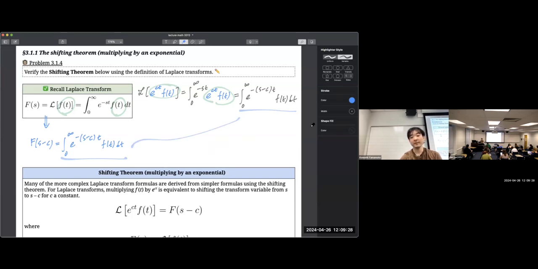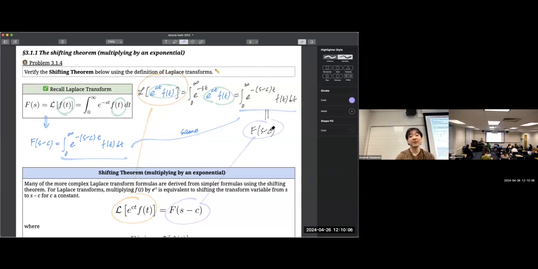What do you notice about them? They're the same. So this right here is just the Laplace transform shifted by c. So that's the shifting theorem. It's saying that the Laplace transform of e raised to ct times your function is precisely the Laplace transform of my original function f of t, but shifted by c.